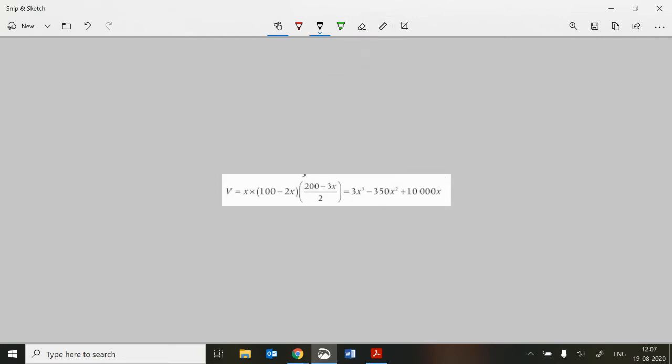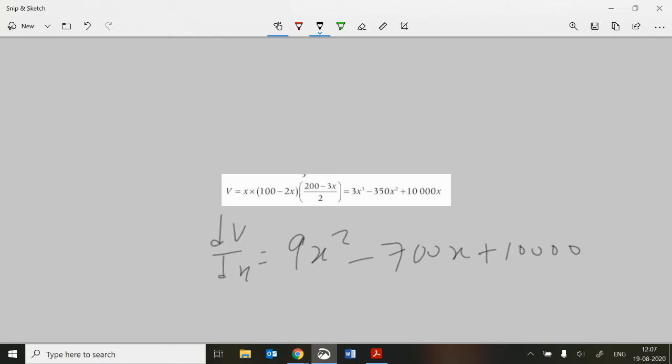Okay, once we've ended up with that, we can then obviously do dV/dx. That's pretty straightforward. I'll do that one because that's easy. Minus 700x and then plus 1,000. And then obviously we're setting that equal to 0 and we're trying to solve it.